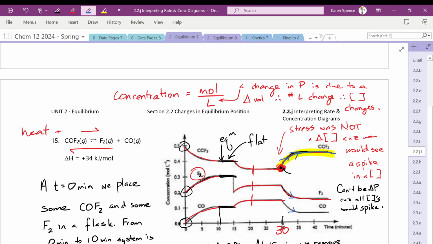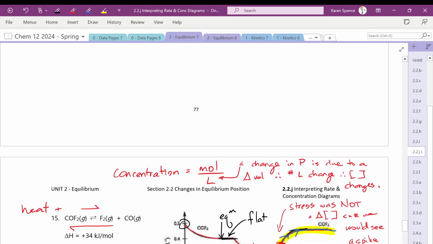Now, am I going to give you anything that complicated on your test? Absolutely not. On your quiz? No. You'll get like one change. You'll get one graph. It'll either be a concentration graph or a rate graph. And I'll be like, what caused the change in concentration or the change in rate at time t?